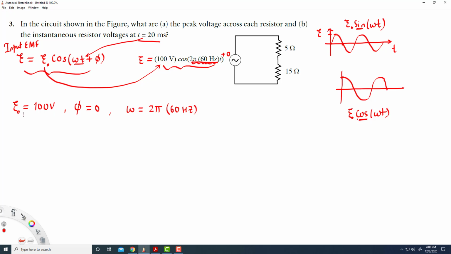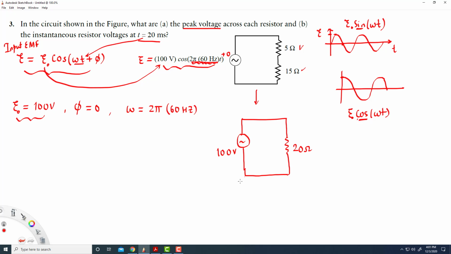Now we want to find the peak voltage across the resistors. So that means we will only deal with this peak voltage because that's what the question is asking in the first part. So let's reduce this circuit to a single resistor circuit, and we know that when the resistors are in series, you can just add the individual resistances to get the equivalent resistor. So the equivalent resistor will have the resistance of 20 ohms, adding 5 and 15, and we are supplying a peak voltage of 100 volts.